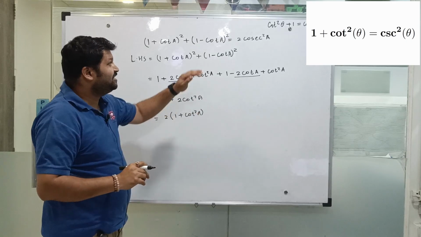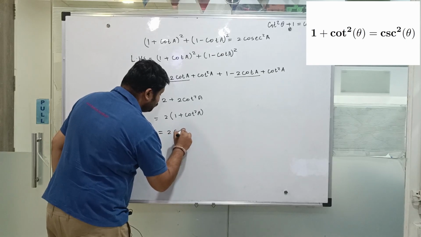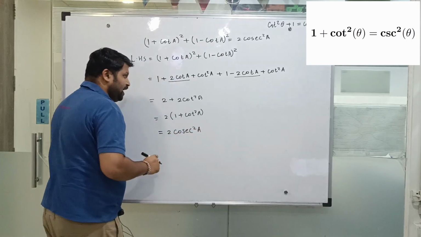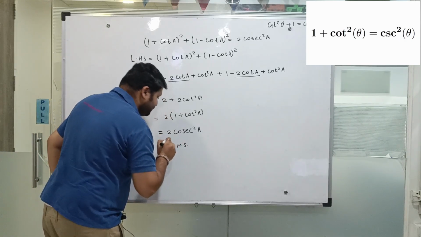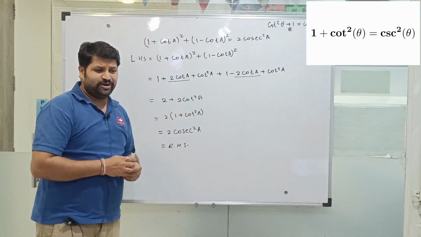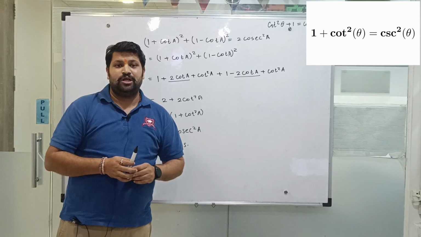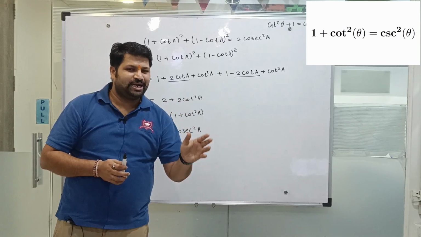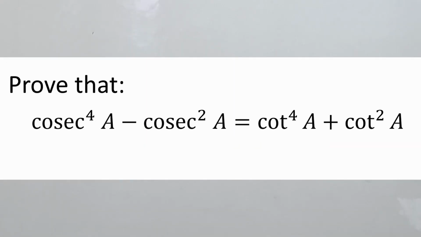Now, as our identity tells us, 1 plus cot square A is equal to cosec square A, so it would be 2 cosec square A, and that is equal to my right hand side, or the RHS. This is a pretty easy, simple, straightforward example. Let us go ahead with one more example from Selina Concise, which we would be taking slightly complicated as compared to this example. Now let us take this example from exercise 21A from Selina Concise book for standard 10th ICSE.